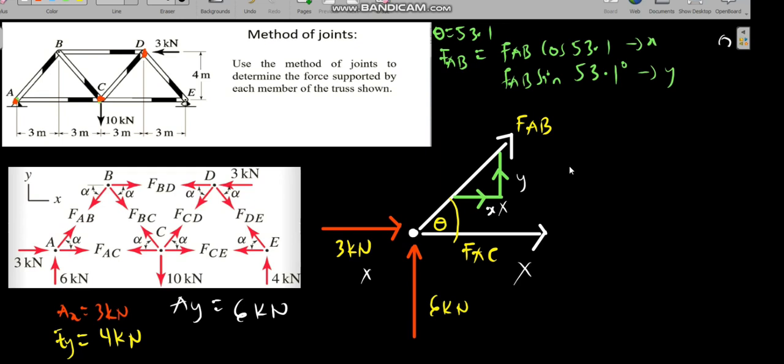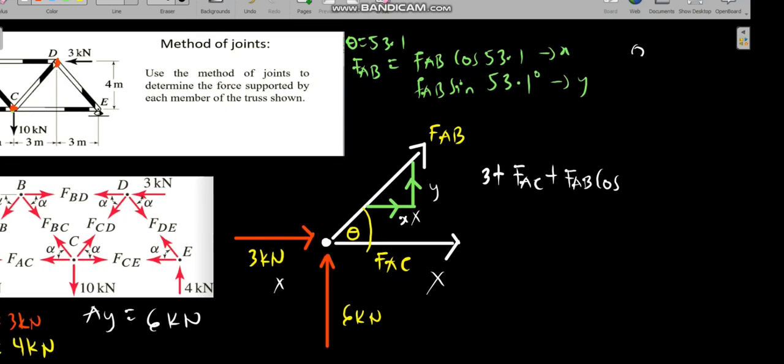So you have 3 kilonewton, that's 3 plus FAC plus FAB. What's the x component? That's FAB cosine of 53.1. So that's FAB cosine of 53.1 degrees. Okay, this should be equal to 0. That's the sum of the forces in the x direction.